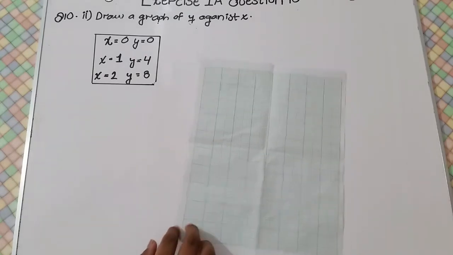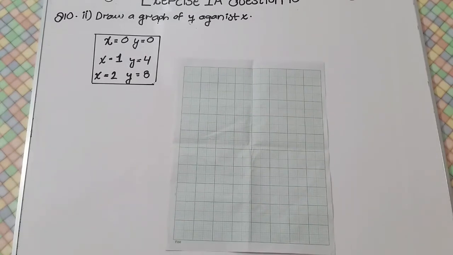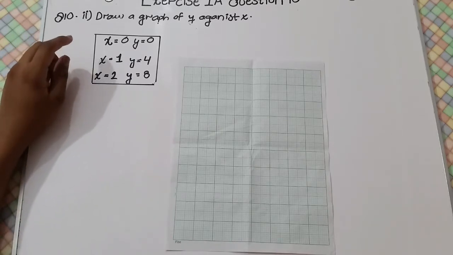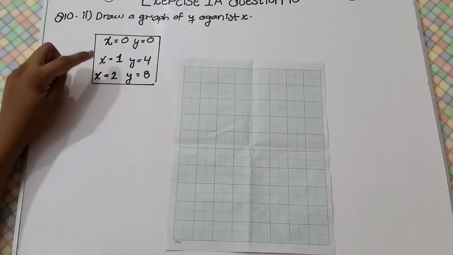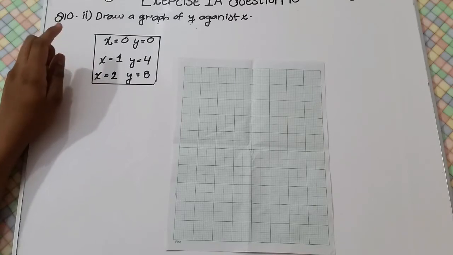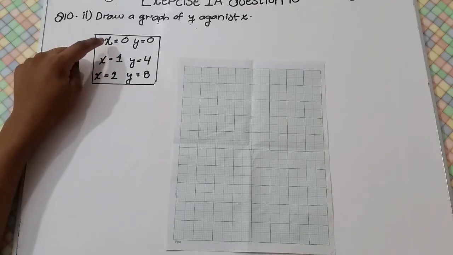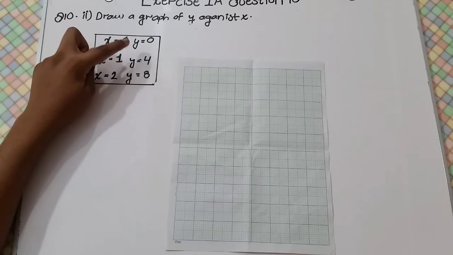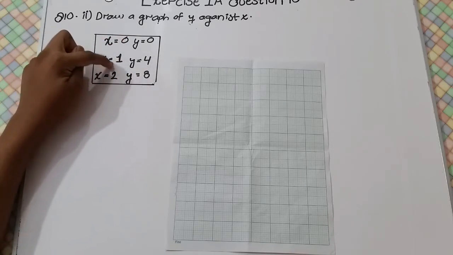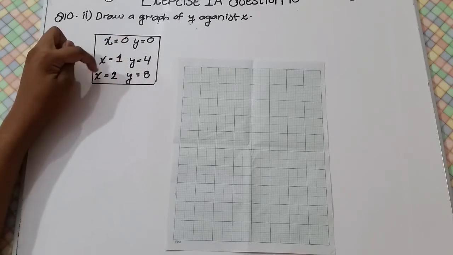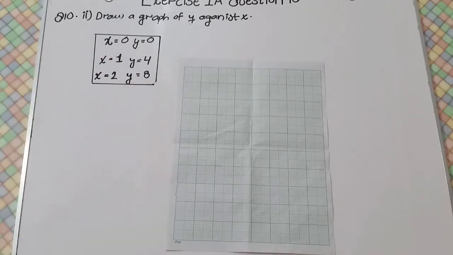So now I have taken a graph paper. After finding the values in part 2 for the plotting of the graph, we are now going to plot the graph as we have come up with the values. The first value is x is 0 and then y is 0. The second is x is 1 and y is 4. Then x is 2 and y is 8. So let's plot the graph.